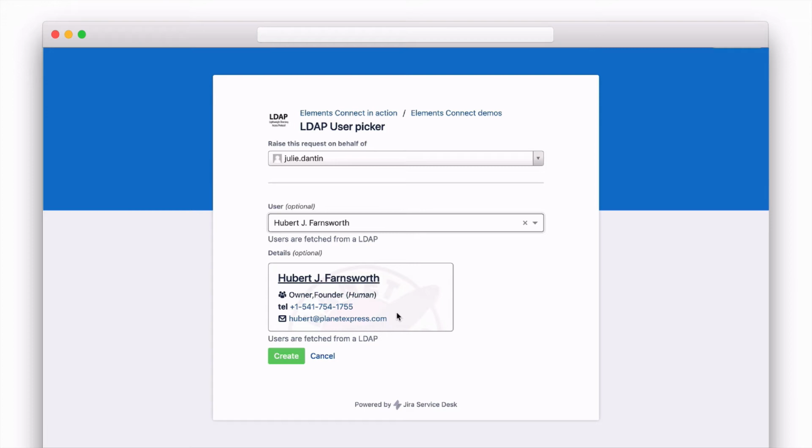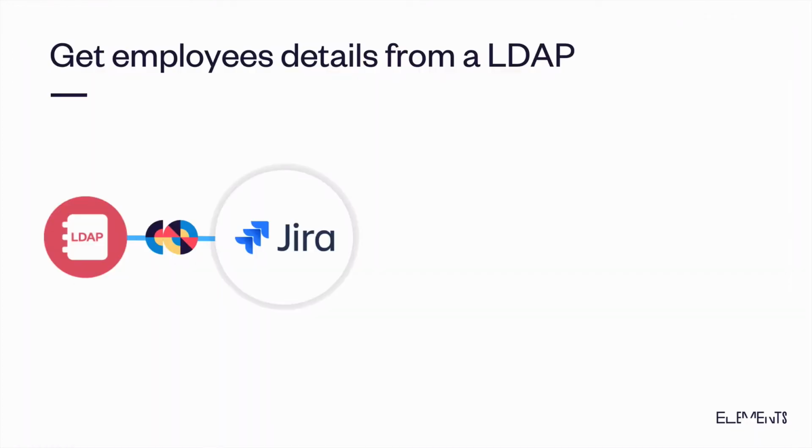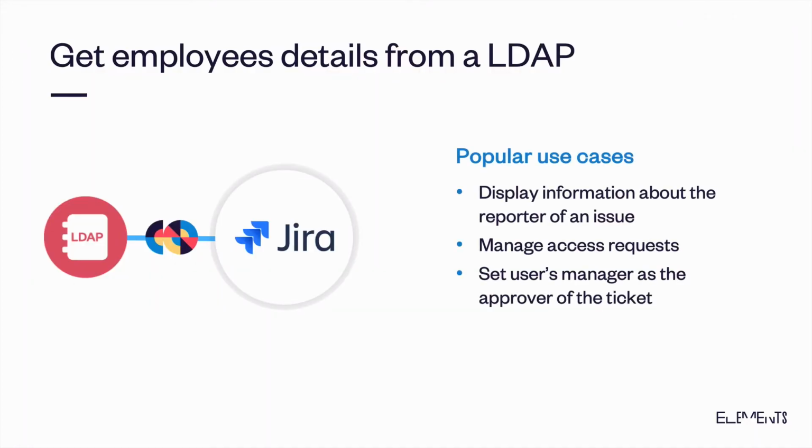One thing I want to draw your attention to is how we could customize the display of this second field using HTML. Now, how can you leverage that at your company? One of the popular use cases is to display information about the reporter of an issue directly within the Jira ticket. A second use case is to manage access requests by displaying a select list of the tools one of your users doesn't have yet access to. He can select the tool he wants and then request access to that tool.